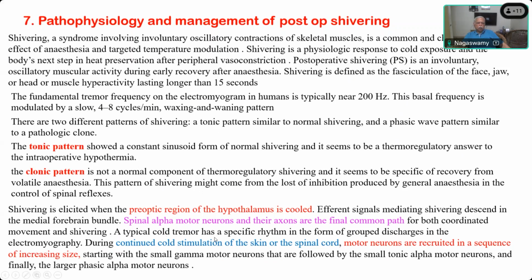So a typical cold tremor sends a group of discharges. Continued cold stimulation of the skin and spinal cord leads to motor neurons being recruited in increasing numbers in sequence by increasing size, starting with small gamma motor neurons. Of course, you all know that there are three different sizes of motor neurons. So gamma motor neurons are followed by alpha motor neurons, and the large alpha motor neurons are recruited. So all the muscles start contracting. That is why the first definition, that it is a contraction of the skeletal muscle, is very important.